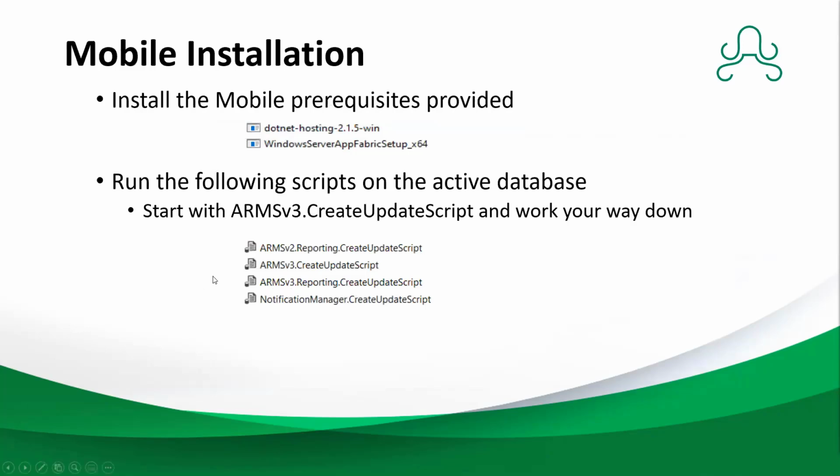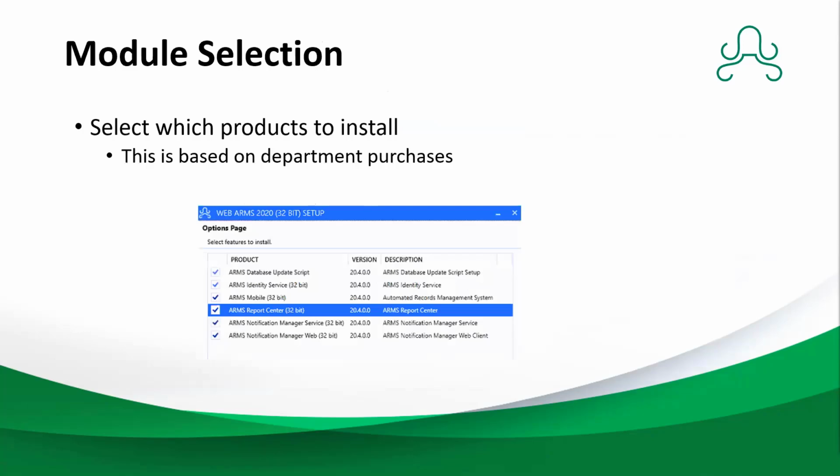But if not, you'll run the ARMS v3 create update script first, and then the ARMS v3 reporting create update script second, and then notification manager third. If there's any errors, we'll assist with that. But after that is run, you can begin the installation.